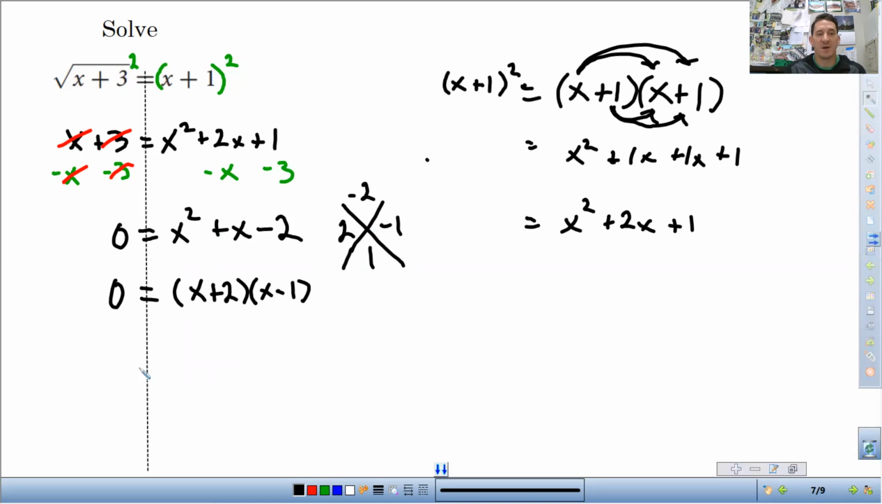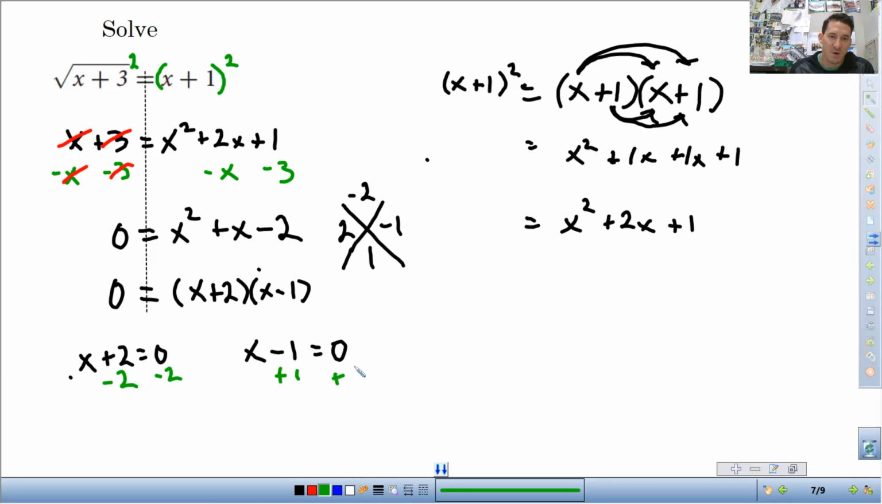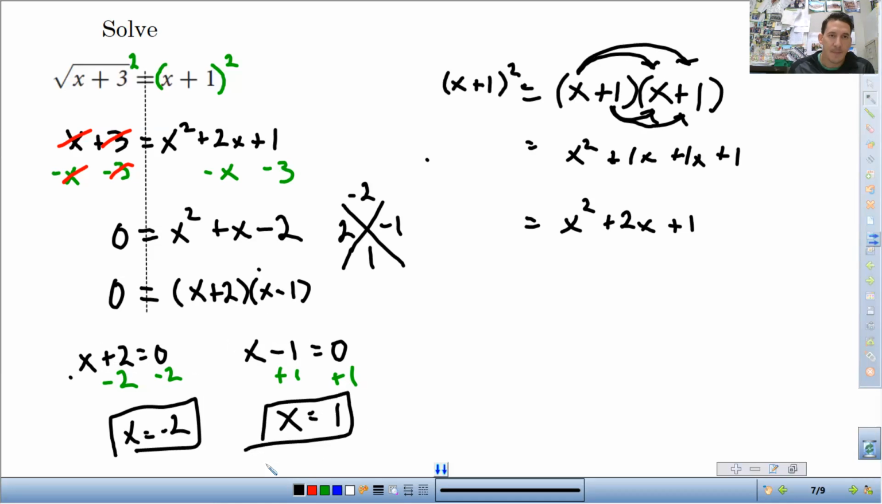So from here to solve, you need the zero product property. So the product of these multiplied to equal 0. To solve for x, you need to set each factor equal to 0 and then solve. So x plus 2 is equal to 0, x minus 1 is equal to 0. And then these are simple. So subtract 2 from both sides. Over here, add 1 to both sides. So you get x is equal to negative 2 or x is equal to positive 1. Solution.